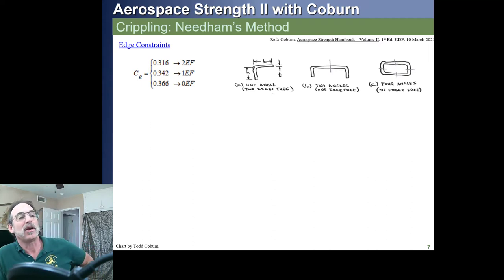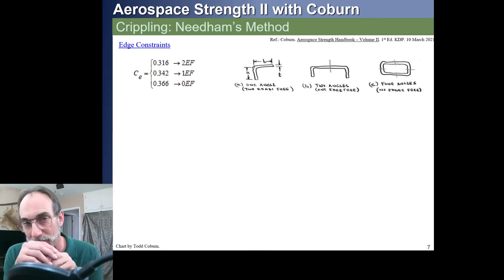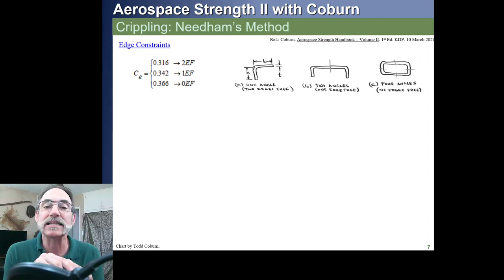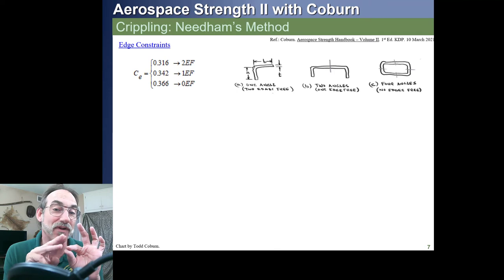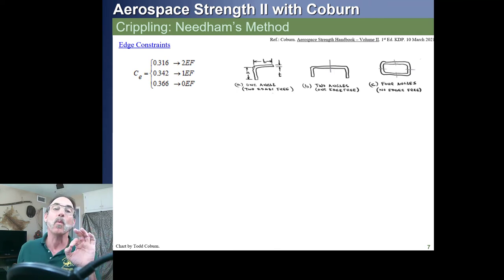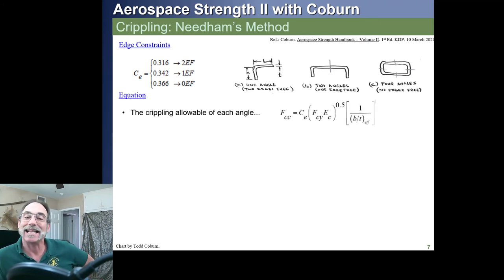Now this is for an angle, a C channel and a square channel, but actually there are a bunch of other sections, Z's and J's and all kinds of other things where we can do the same process: first break it up into angles and then identify whether it's a two edge free, one edge free or no edge free. Because that will define our buckling coefficient. Once we have that coefficient, we then plug into the equation. We're going to analyze a crippling allowable for each and every angle. So if we have a single angle like we see in figure A, then we will apply this equation once.